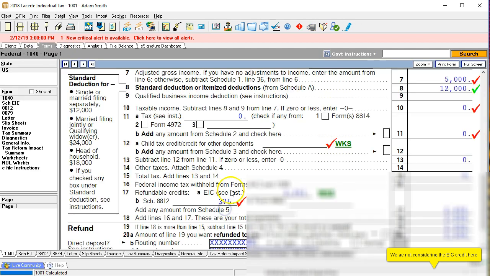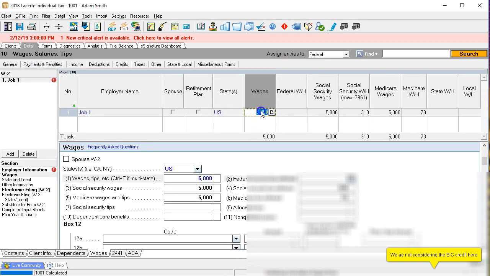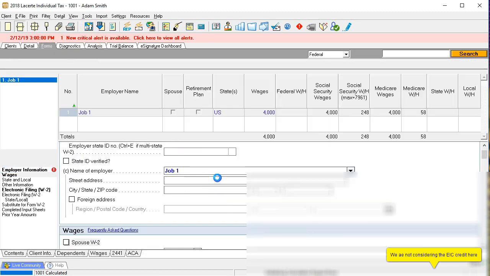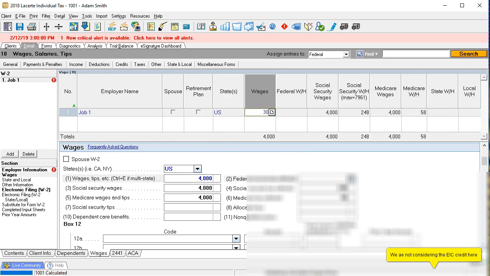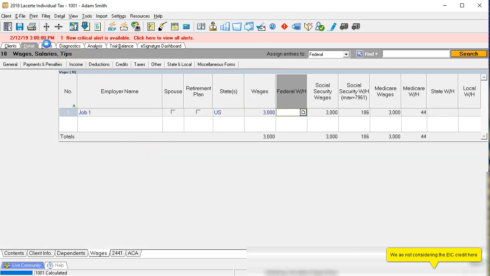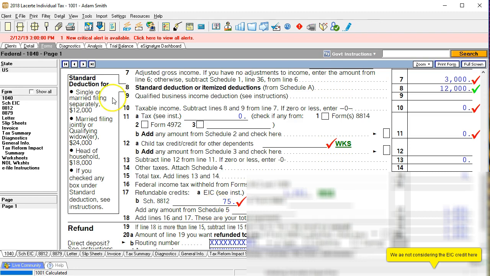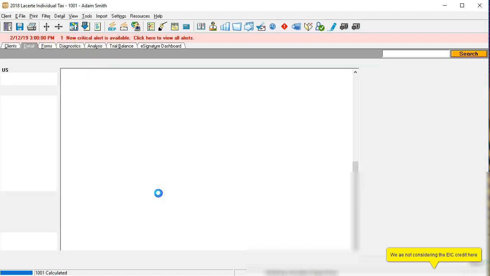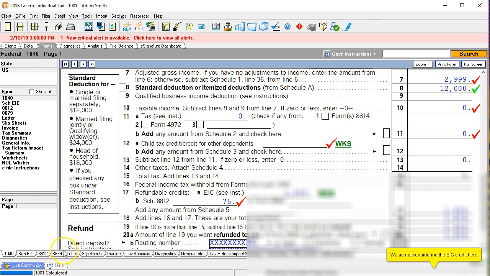At 5,000, it's down to 375. Bringing it down to 4,000 is going to bring it down to 225. So we're still getting a benefit, but it's pretty low. And if we get down to 3,000, then if we go back to our forms, we're going to get 75. And now let's make it 2,999. We're going to get the 75.